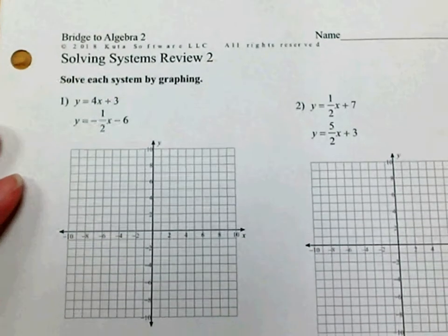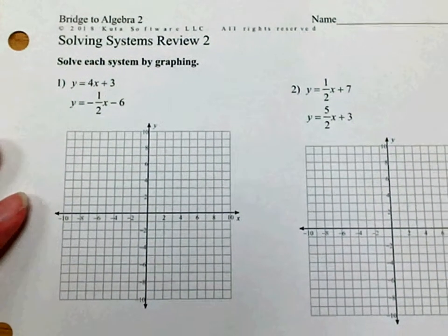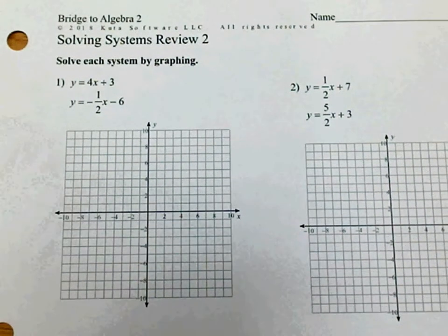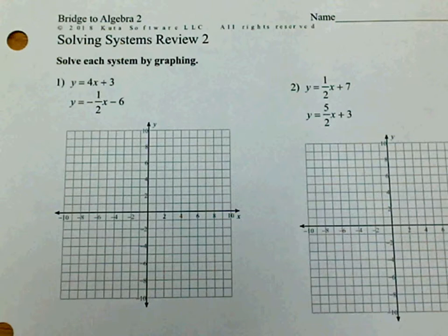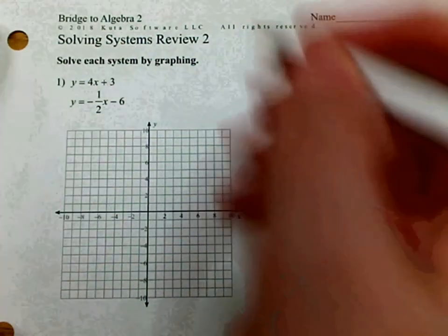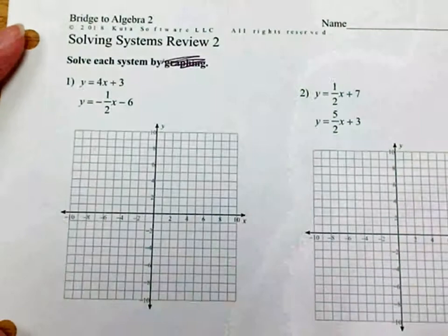All right, so we're going to do our second study guide for the test for tomorrow on solving systems. And remember what I said, that for my class, I don't care what method you use. So if it says graphing, you do not have to do graphing. You can do graphing, you can do the calculator, you can do elimination, you can use substitution, okay? So you do not have to use graphing here, okay?